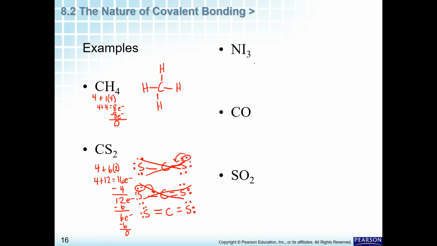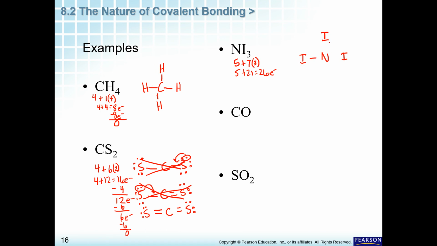On our next example, let's add up. Nitrogen gives us 5. Iodine has 7 valence electrons, but I have 3 of them. So 5 plus 21 gets me 26 electrons that I am allowed to work with. Again, typically it's going to be that first element listed, which is nitrogen. We're going to put the iodines around it.